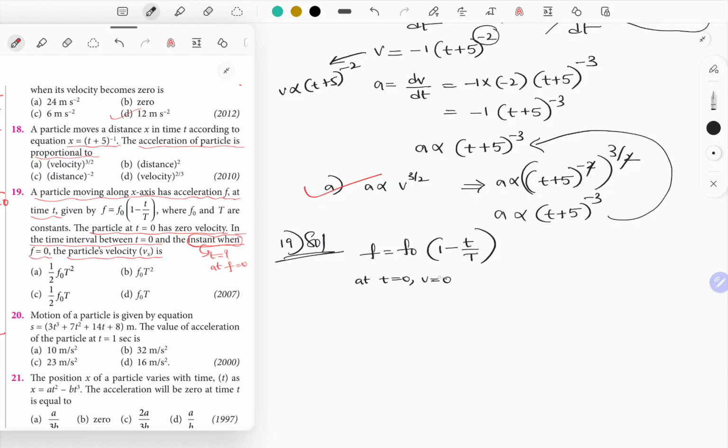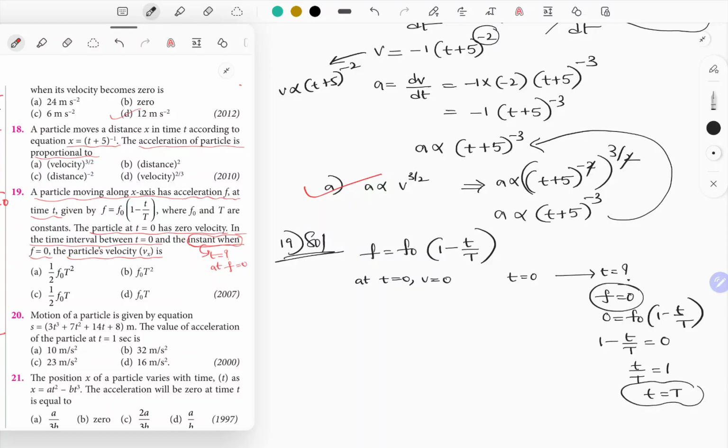At t is equal to 0, velocity is 0. The time interval is between t is equal to 0 and the instant when f is equal to 0. f is acceleration. So in this duration, we have to find out the velocity of the particle. Let me equate f is equal to 0. Then what are we going to get? f naught into (1 minus t by capital T) is equal to 0. So f naught is not 0, therefore 1 minus t by T is equal to 0. t by T is equal to 1. Then t is equal to capital T. This is the time when f is equal to 0.